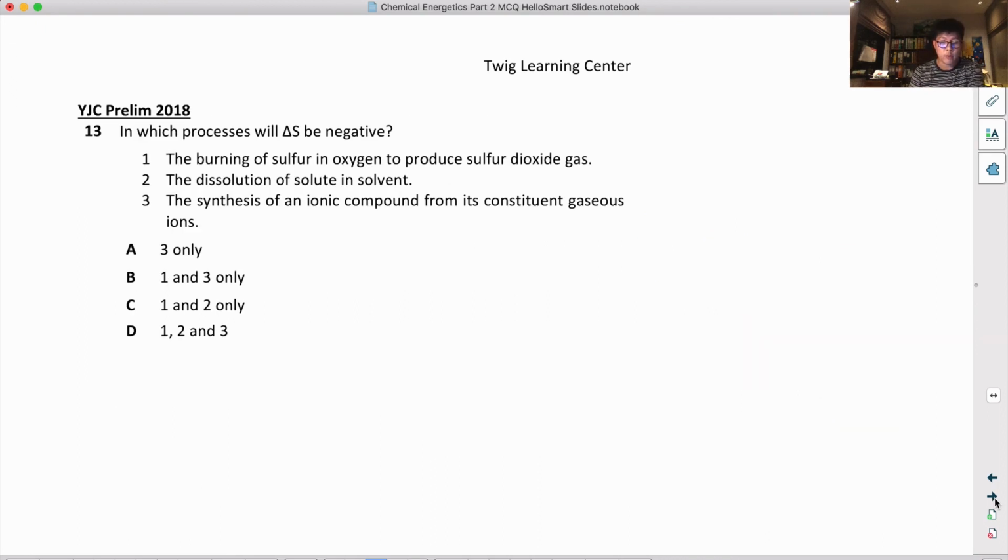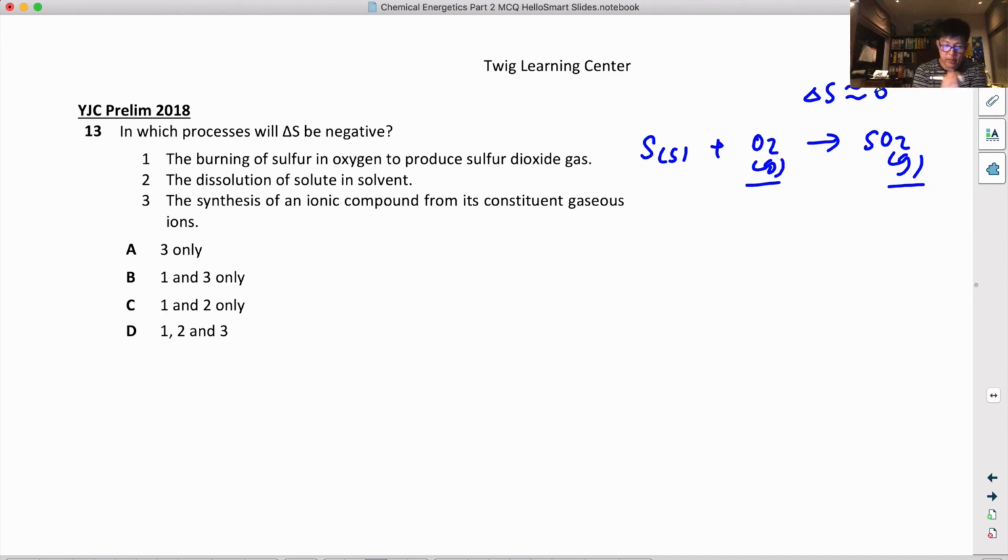Which one of the processes will make change in S negative? The burning of sulfur and oxygen produces sulfur dioxide gas. So you're producing sulfur dioxide gas, so maybe the equation looks like this. Since you have 1 mole gas to 1 mole gas, I'll take change in S to be approximately 0.